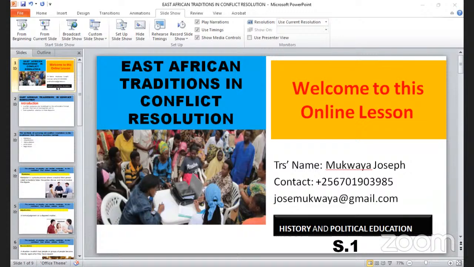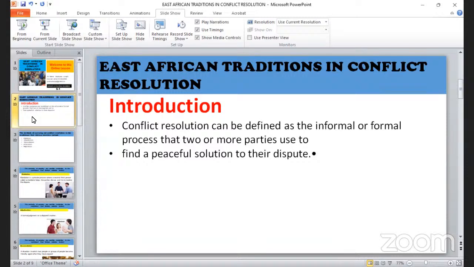So today we want to look at conflict resolution in African traditions. If Africans get conflicts, how do they resolve these conflicts? Conflict resolution can be defined as a formal or informal process that two or more parties use to find a peaceful solution to their dispute.